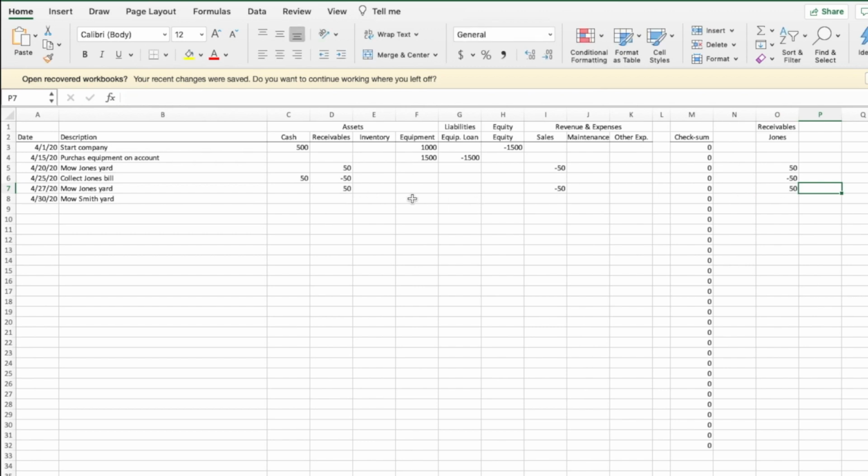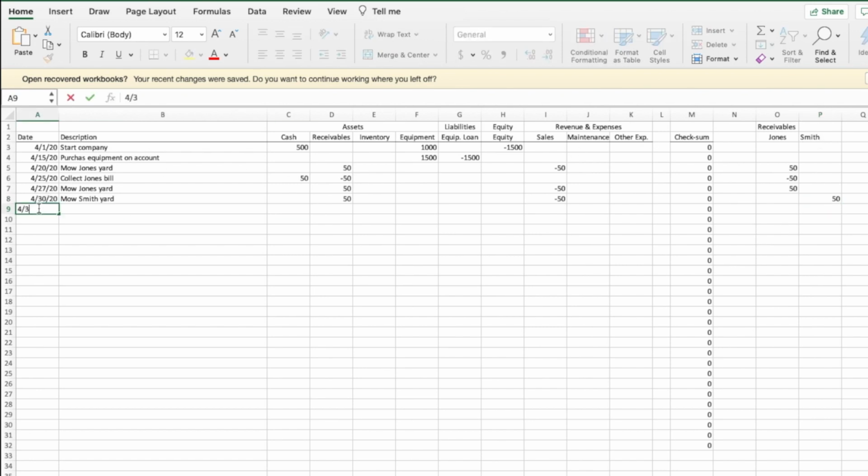Now, I mowed the Smith's yard for $50 as well. I enter my $50 receivable, my sale, and then I add a column to receivable, kind of what we call a sub-ledger if you have accounting knowledge. The sub-ledger for the Smith's, it's now $50.